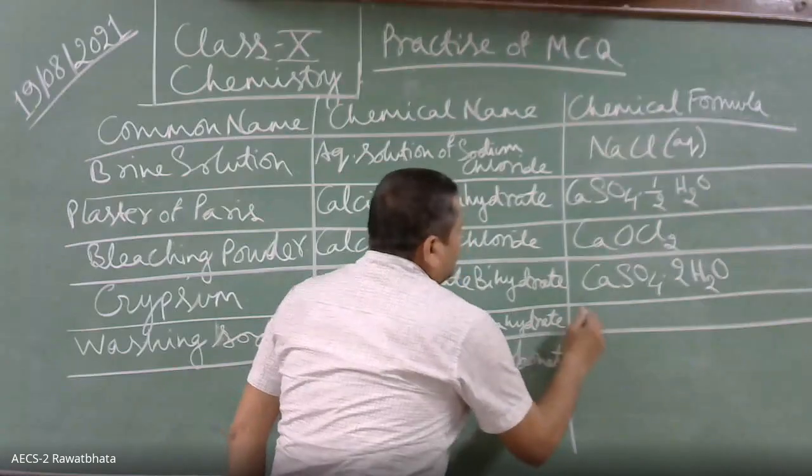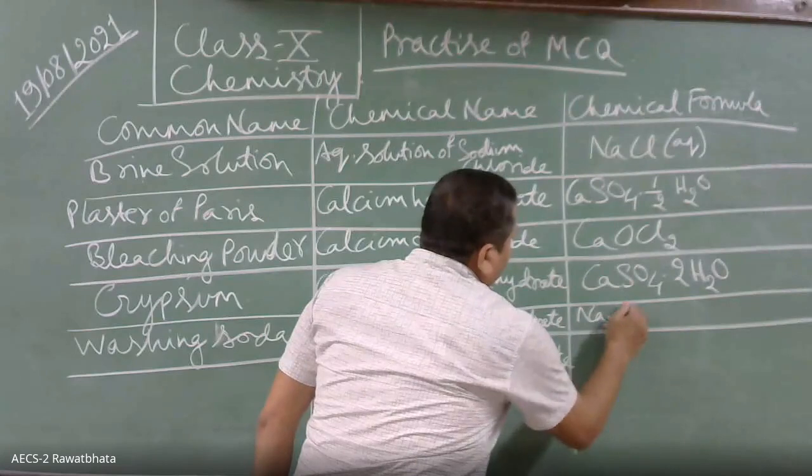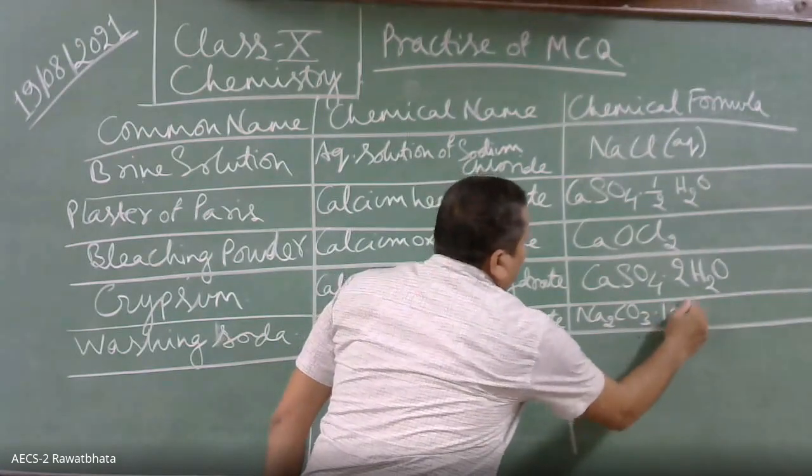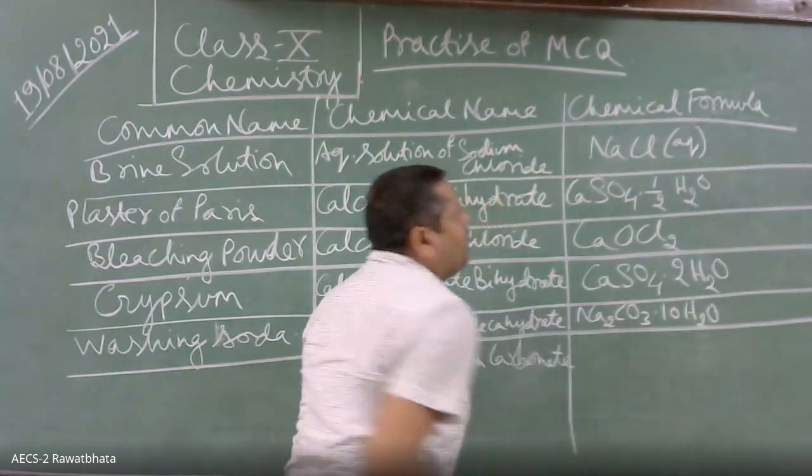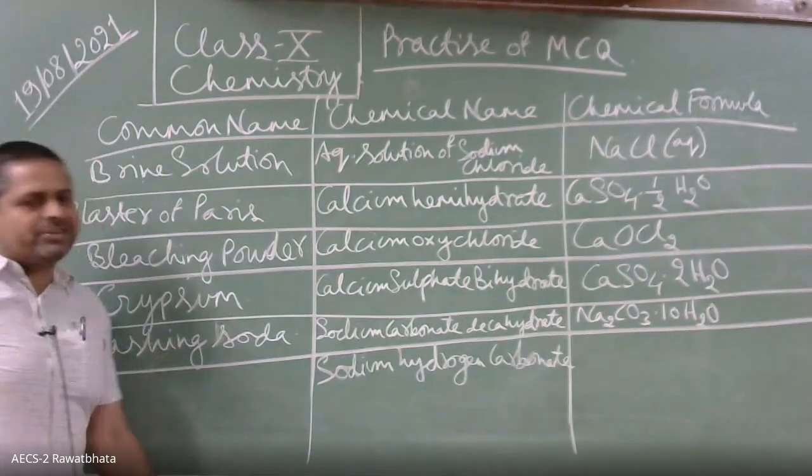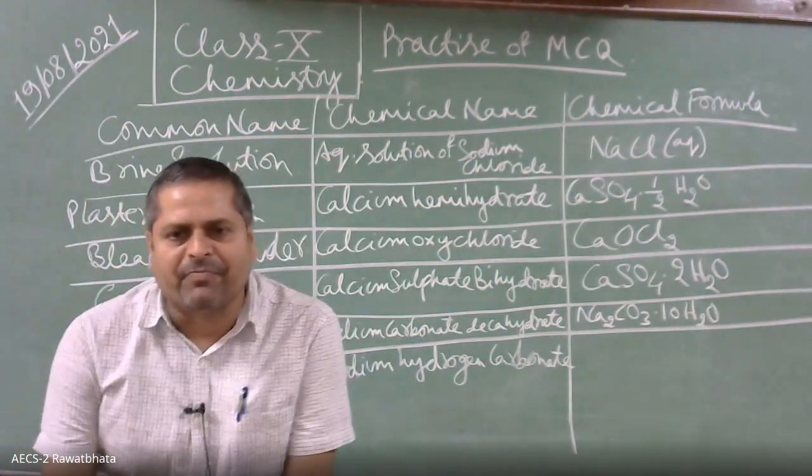Yes, sir. Na2CO3.10H2O. Very good. Na2CO3.10H2O is the chemical formula of washing soda. Okay. Now the last one.